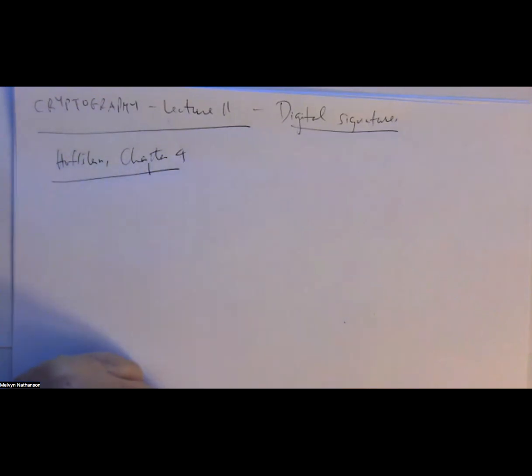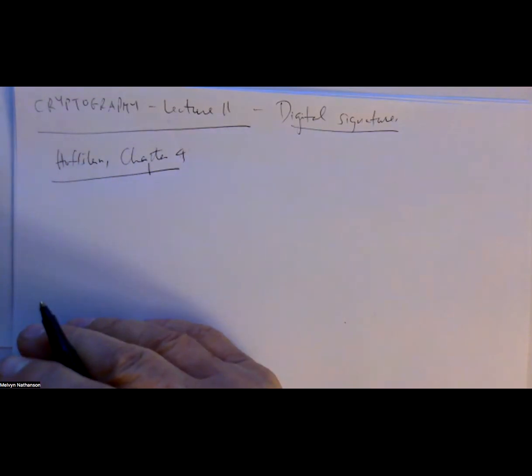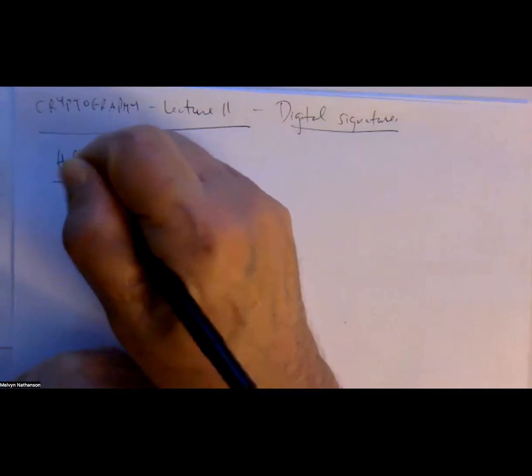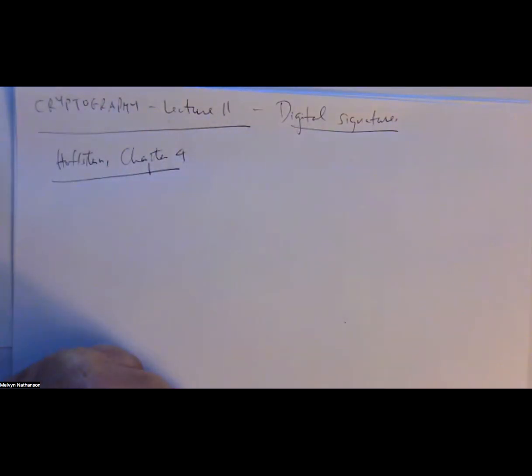And the point of a digital signature is to verify, if you get a message, that the message is really from the person or the organization that claims to have sent it. So the document you're getting is not secret, but you want to know that it's authentic.